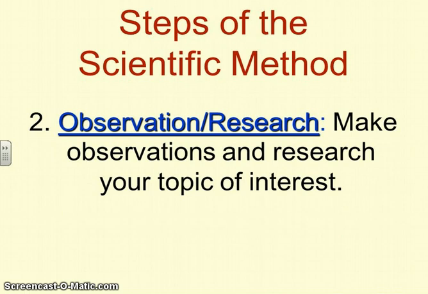The second step is to do some observation or research. Make observations and research your topic of interest. Once I've got that product or that thing that I want to find an answer to, I'm going to do some background research and figure out more about that product or that thing that I would like to experiment on, and come up with some ideas as to how my experiment can go, how I can make my experiment successful, and maybe find other things to compare it to. What other products are out there in the world that I can compare that one to, to see if it's the best?